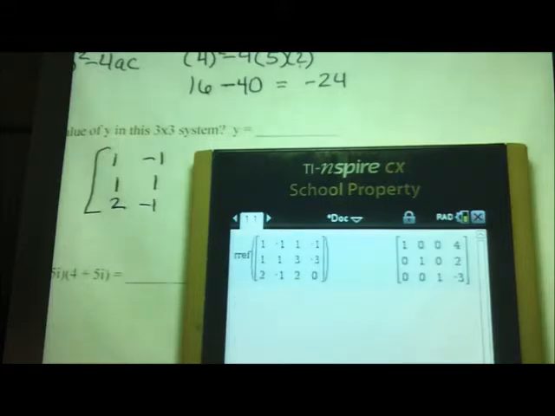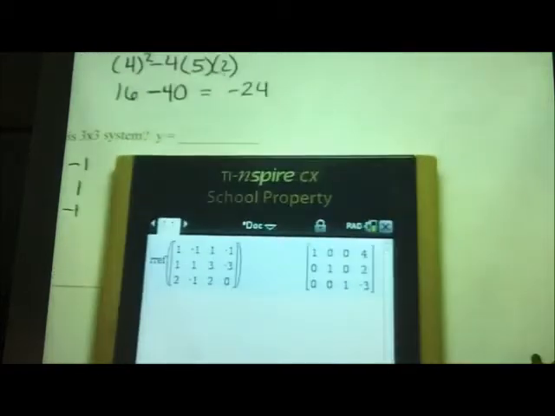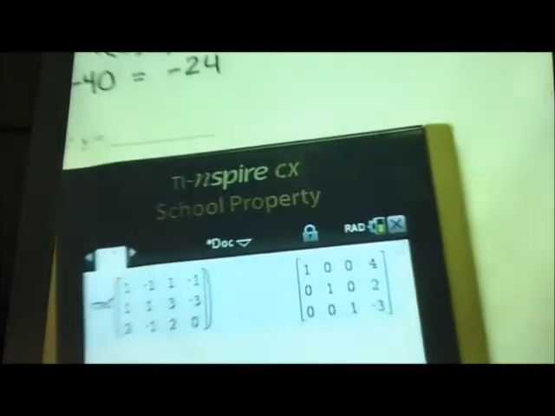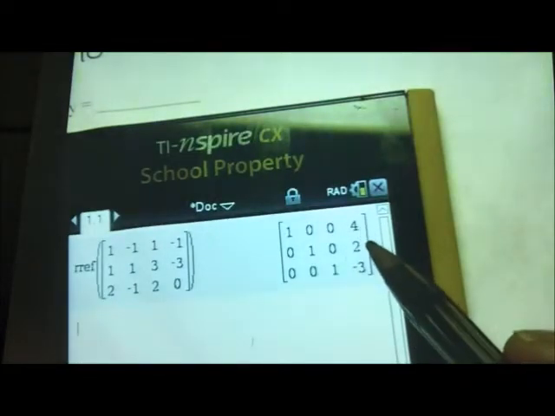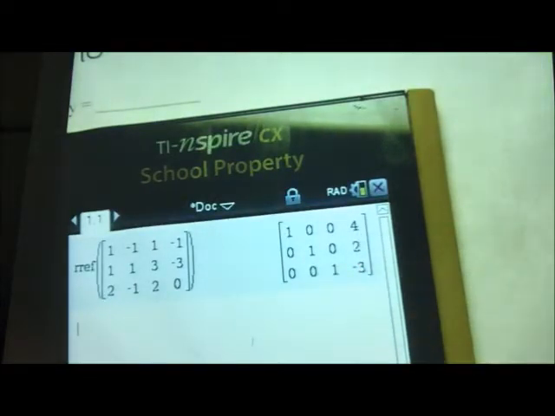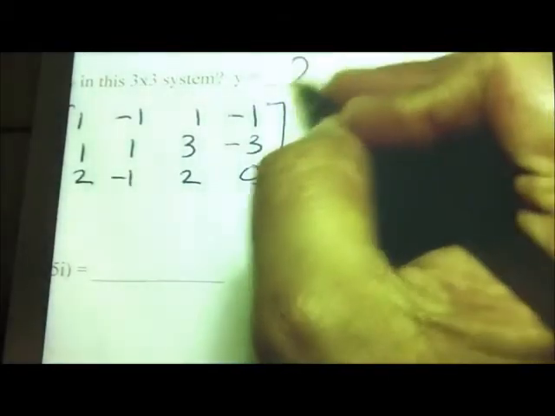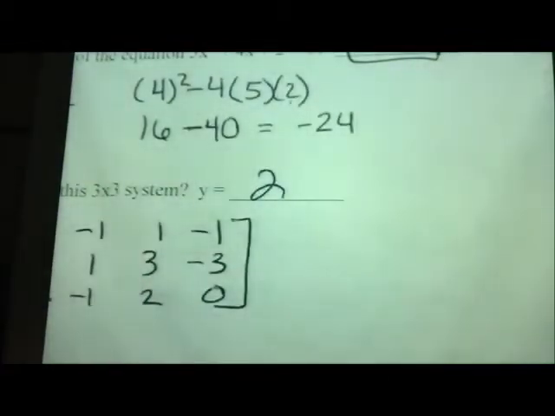And I press enter, and they're only wanting the y value. So the y value would just be this number here, the 2. So this is x, this is y, this is z. So I just need the 2. 2 would be my answer. Right? That's it.